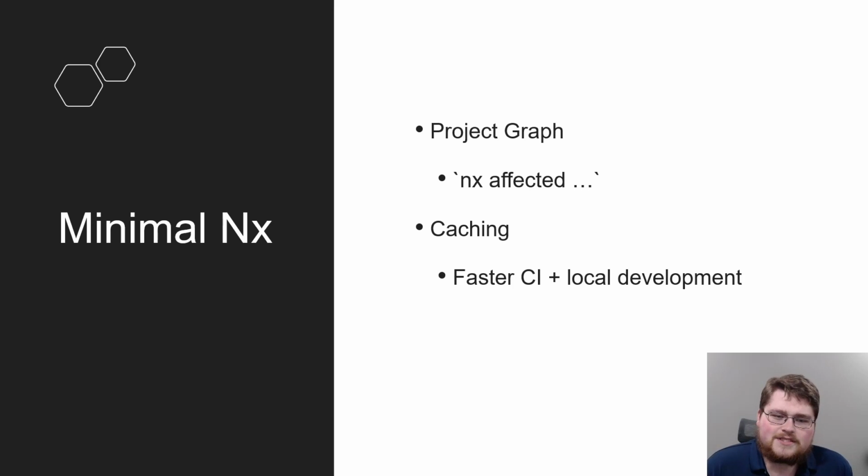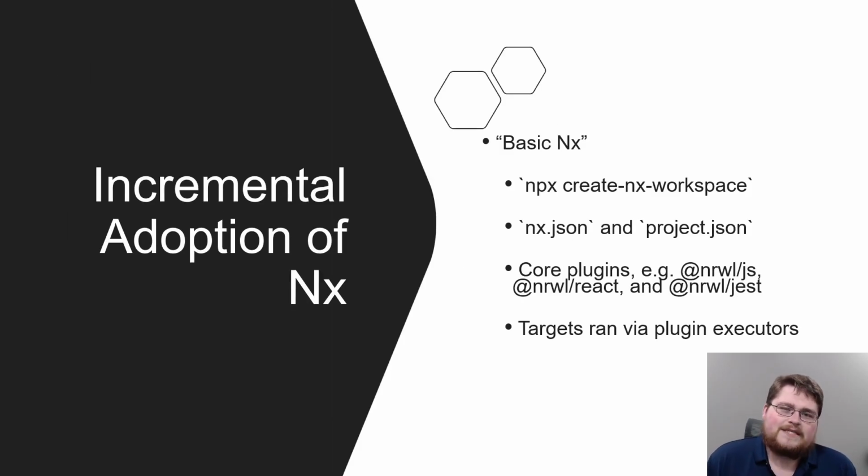But this repository is already a little bit past that and using what I refer to as basic NX. So this is what you get when you use npx create-nx-workspace, where you have an nx.json file as well as project.json, and you probably have a workspace.json file kicking around as well. You're using some of the core NX plugins like @nrwl/js, @nrwl/react, or @nrwl/jest. You might be using a few community plugins. Your targets are run via the executors from those plugins.